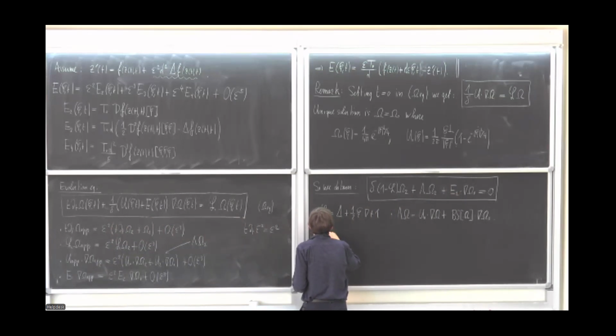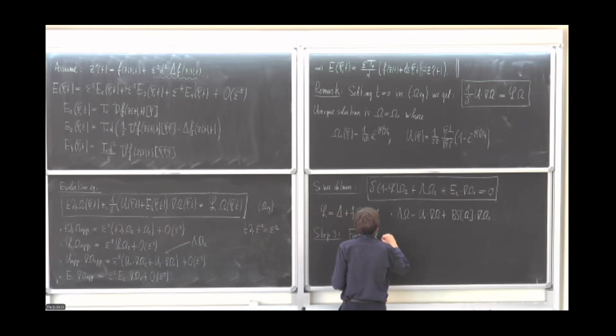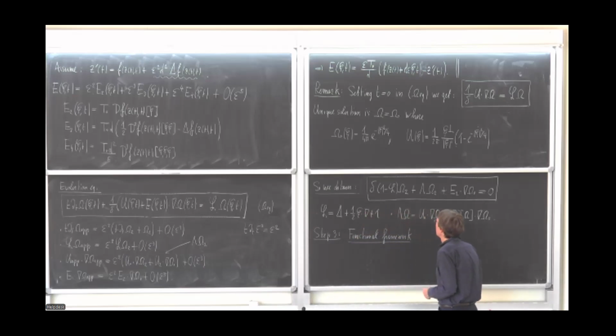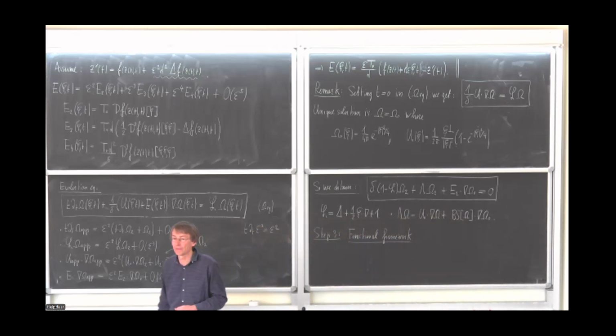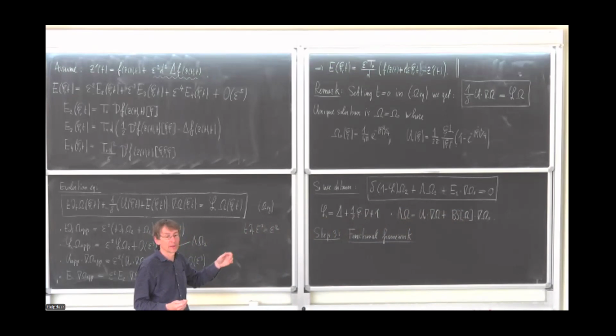Step 3. Let me call this the functional framework. It's not obvious a priori that you can solve this equation, but it becomes much clearer if you introduce a nice function space. I didn't introduce any function space so far. And if you consider this equation, there is a very nice function space, which is a Hilbert space, a weighted L2 space with some Gaussian weight, in which both operators L and Lambda have a remarkable property.